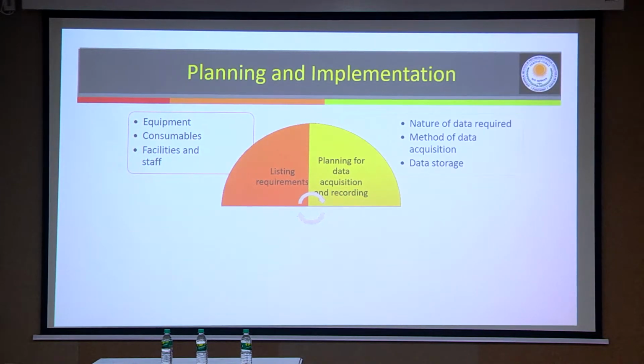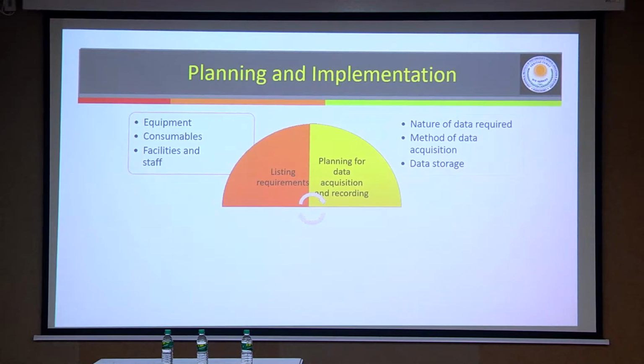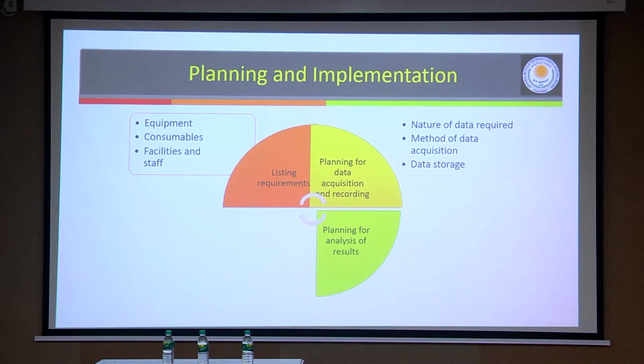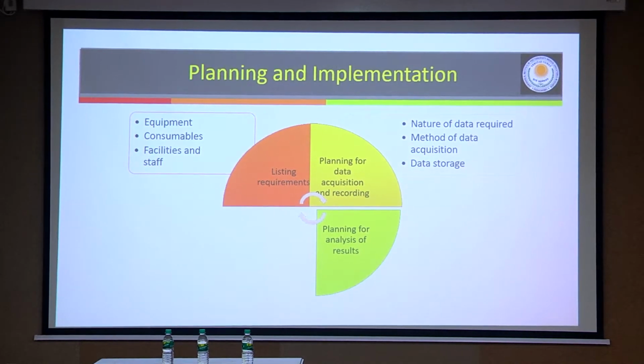So here you are going to decide what type of data I am going to acquire, what is the method in which I am going to acquire it and how I am going to store this data. The third step is planning for analysis and reporting. This also should be well planned before starting your study, where you will be planning how to prepare your report as well as what statistical package you are going to use and how to present your data. Whether you are going to use tables, whether you are going to use pictures, all those things should be well decided before starting the study.